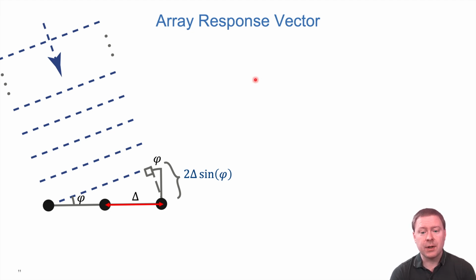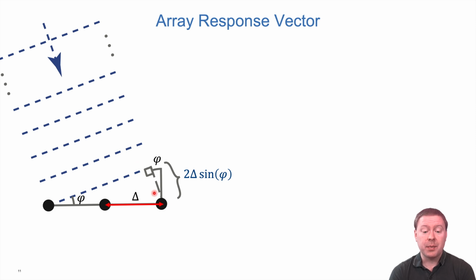Particularly, there is something called the array response vector. So say that the signal arrives towards three antennas here, and there is a particular angle of arrival, phi. The distance between the antennas is denoted as delta. You can see that the wavefront first hits the leftmost antenna, then the one in the middle, and then the rightmost antenna.